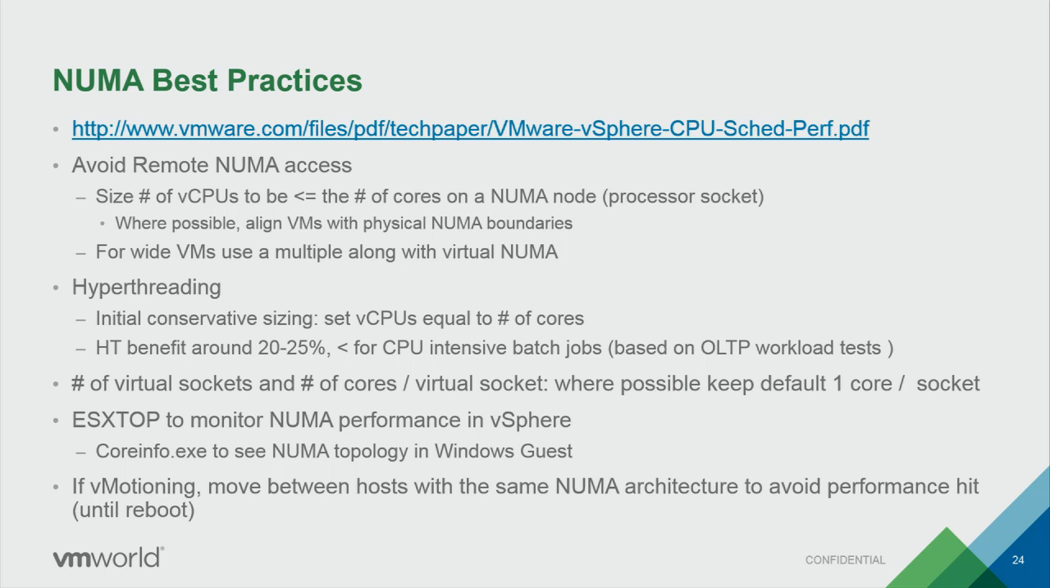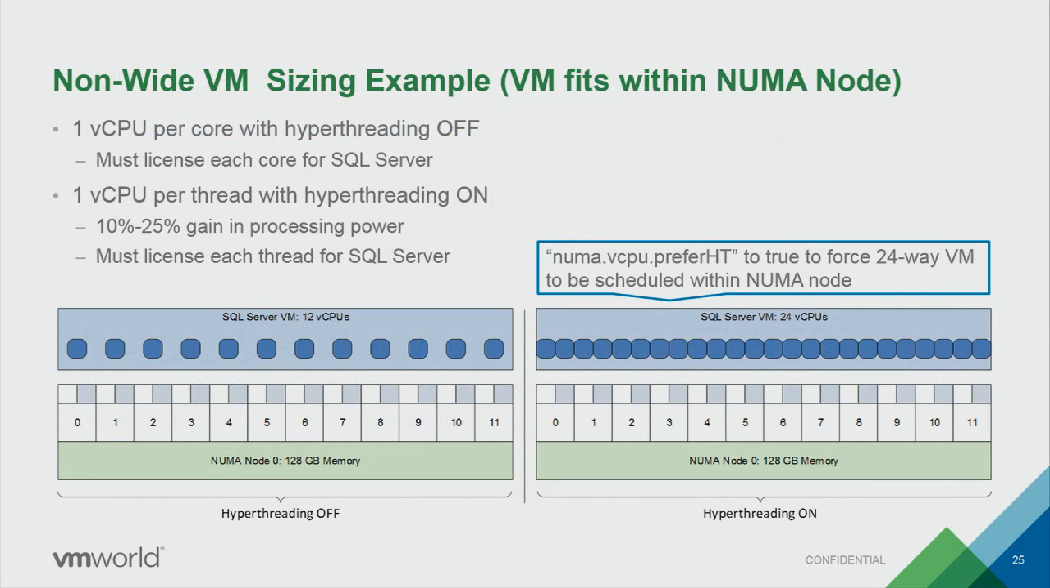The last bullet: if you're vMotioning, you'll get better performance if you move between hosts that have the same NUMA architecture. So again, a bunch of best practices and then a diagram. This is what a non-wide VM would look like, both with hyperthreading off and hyperthreading on.